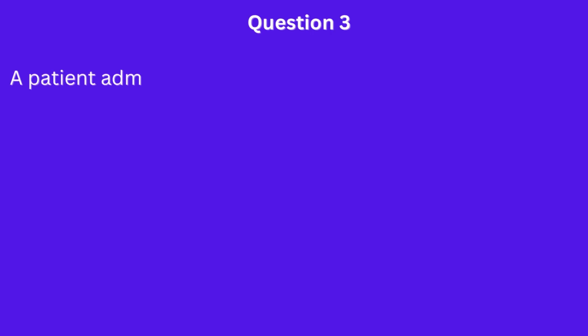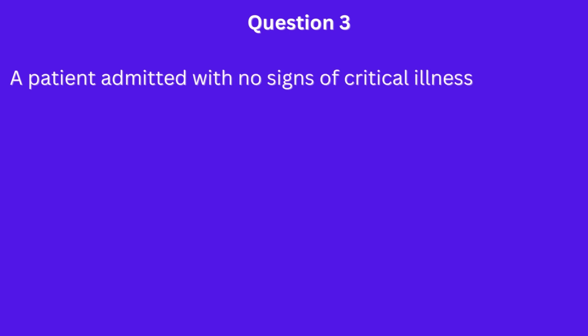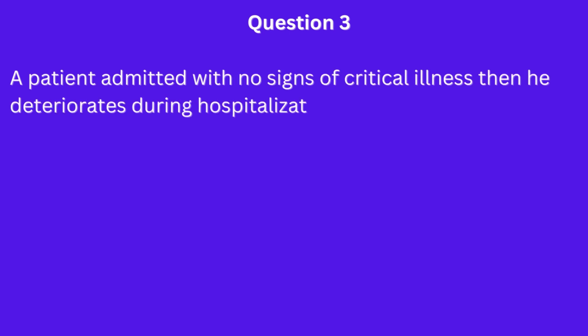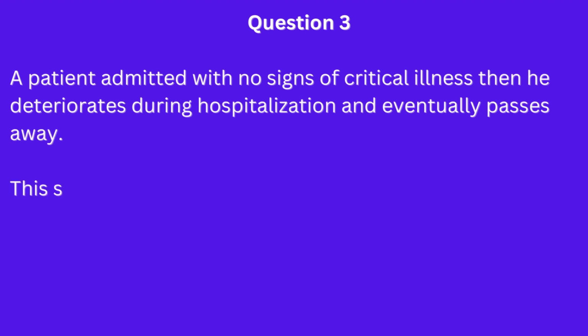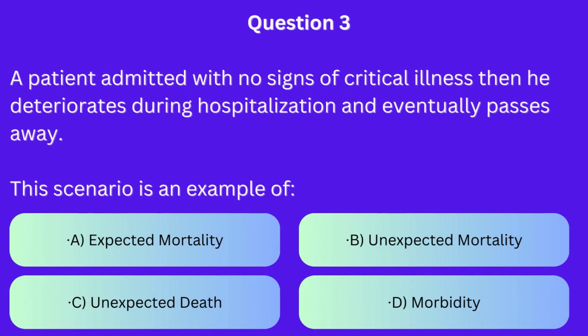Question 3. A patient admitted with no signs of critical illness then deteriorates during hospitalization and eventually passes away. This scenario is an example of A. Expected mortality, B. Unexpected mortality, C. Unexpected death, D. Morbidity. The correct answer is C. So unexpected death refers to a situation where death is unexpected at the time of admission or presentation, but becomes expected due to changes in the patient's condition during hospitalization.